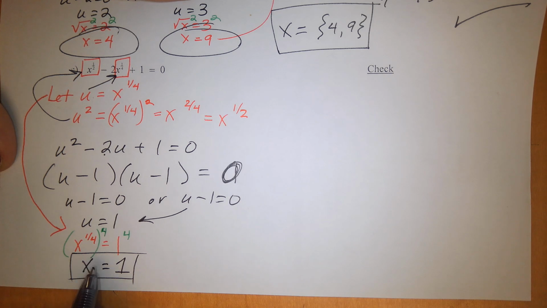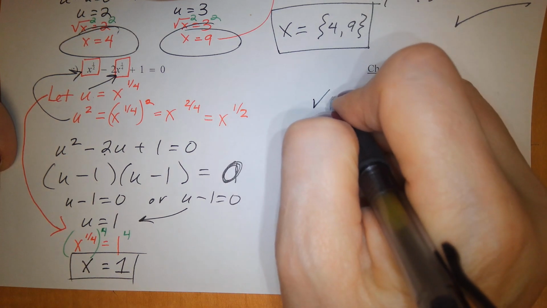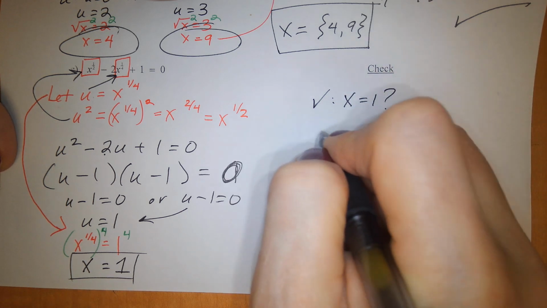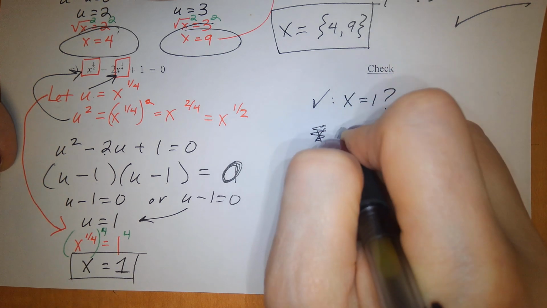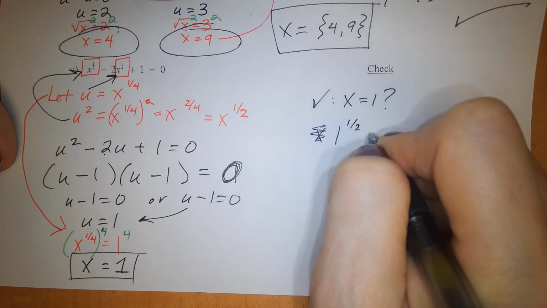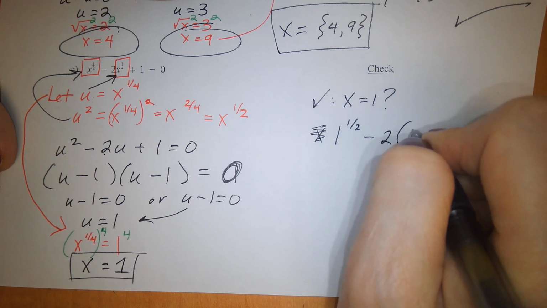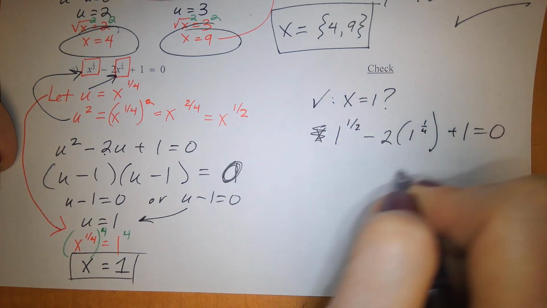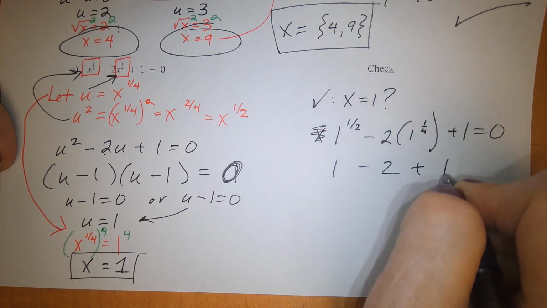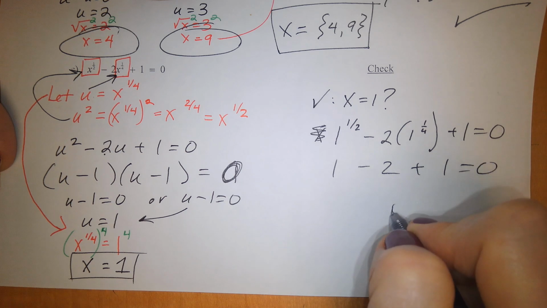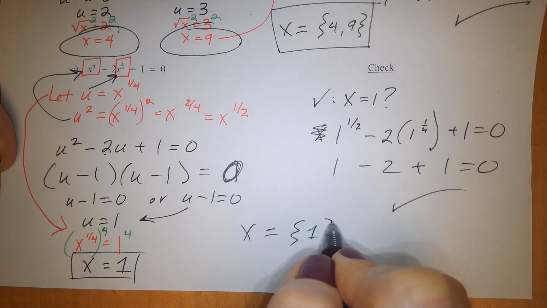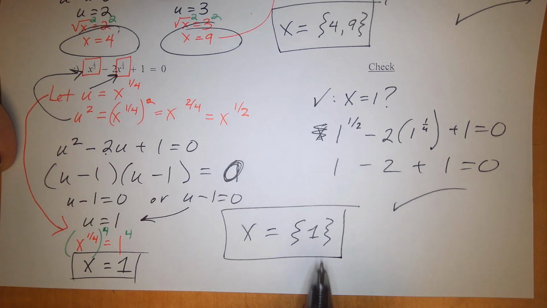So we check to see whether that is the one and only solution by seeing if x is 1. So we plug it in. We say 1 to the 1/2 minus 2 times 1 to the 1/4 plus 1 is 0. 1 minus 2 plus 1, it does check. So my answer is x is one and only one solution, the number 1.